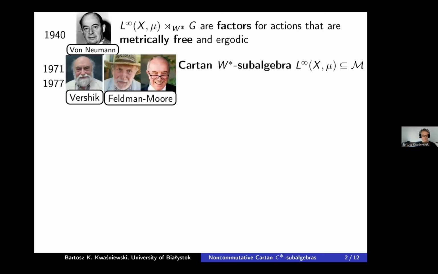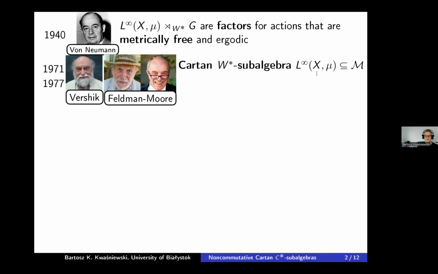So they introduced what one could call Cartan von Neumann subalgebras. So what is this? This is an inclusion of von Neumann algebras here. Do you see my cursor or not? I'm not sure. Should I point? I see it. I see it. Okay, good.